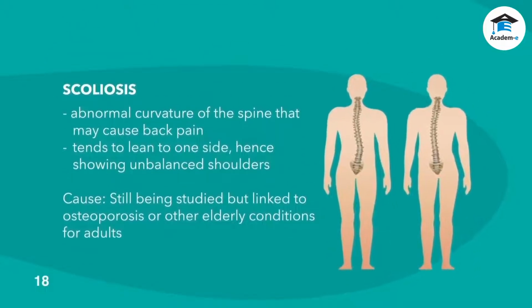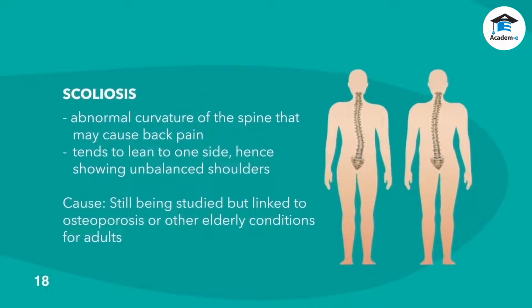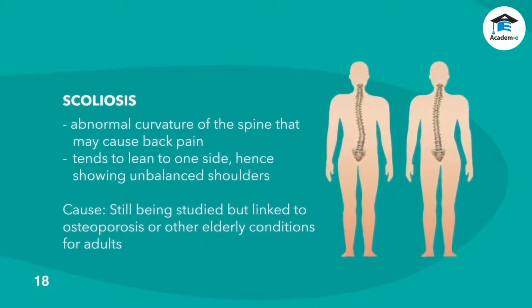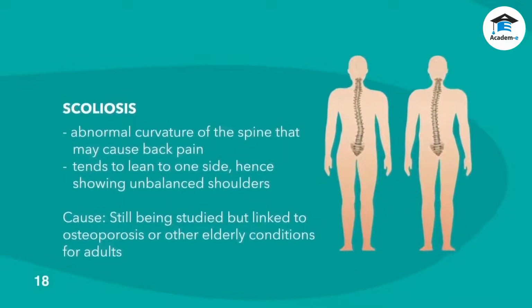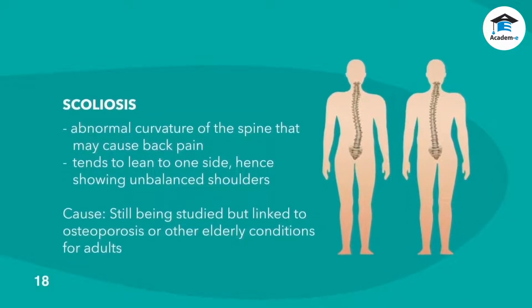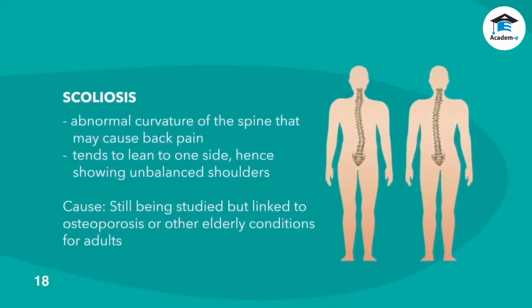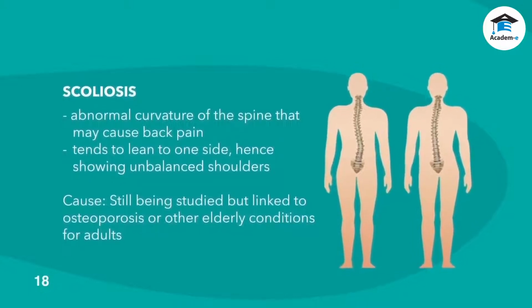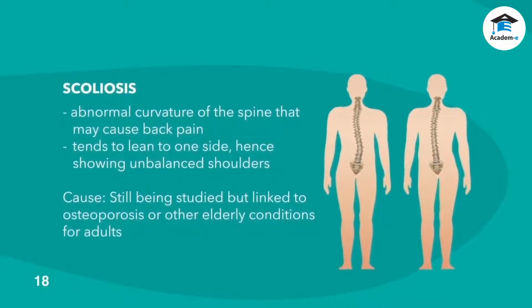Scoliosis is an abnormal curvature of the spine that may cause back pain. A person with scoliosis tends to lean to one side, hence showing unbalanced shoulders. Experts still study the cause of scoliosis, especially for children, but for adults, it is often linked to osteoporosis or other elderly conditions.